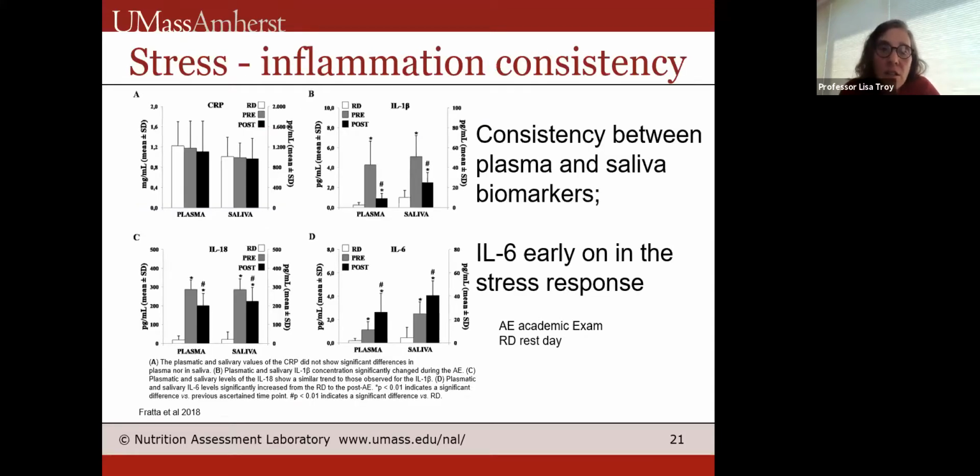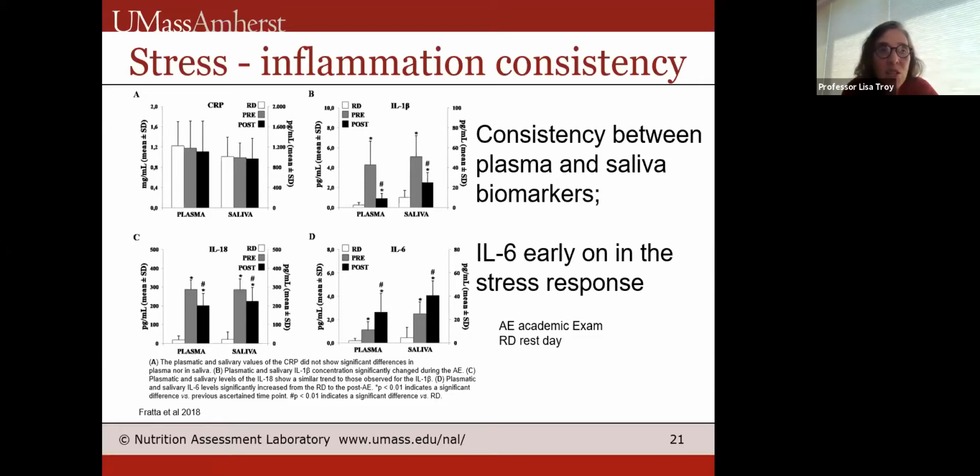So this is really just to show, there was a study, Frada et al., did a study in 2018. And what I want to show with this slide is the consistency. Well, I guess there are two things that I want to show. The consistency between biomarkers, whether they were taken in the plasma or in the saliva. So if we look at CRP as an example, and all these charts will read the same.